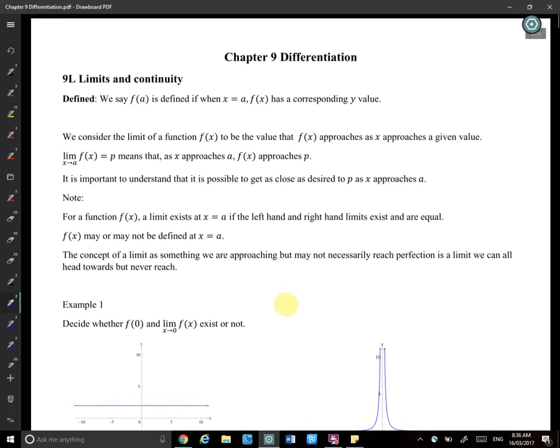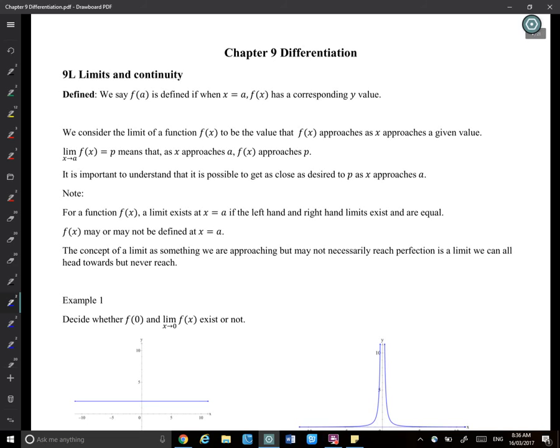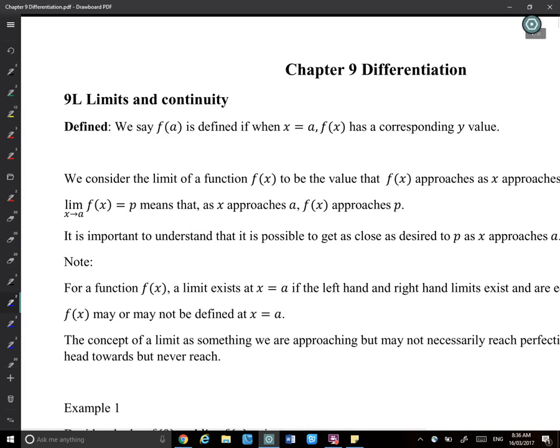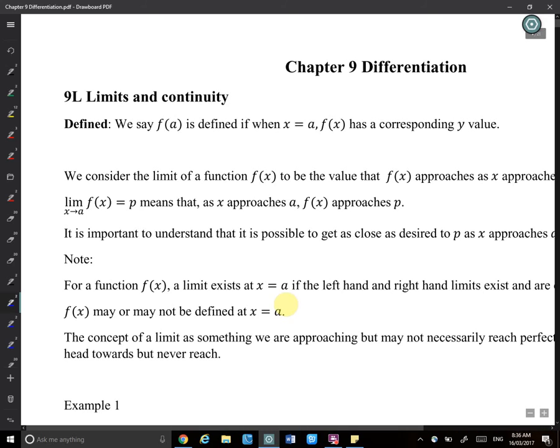So the first thing we want to talk about is limits and continuity. So we have actually a couple of things to talk about. The first thing we want to talk about is defined. And then we want to talk about limit. And then we want to talk about continuity. And we want to talk about differentiability.